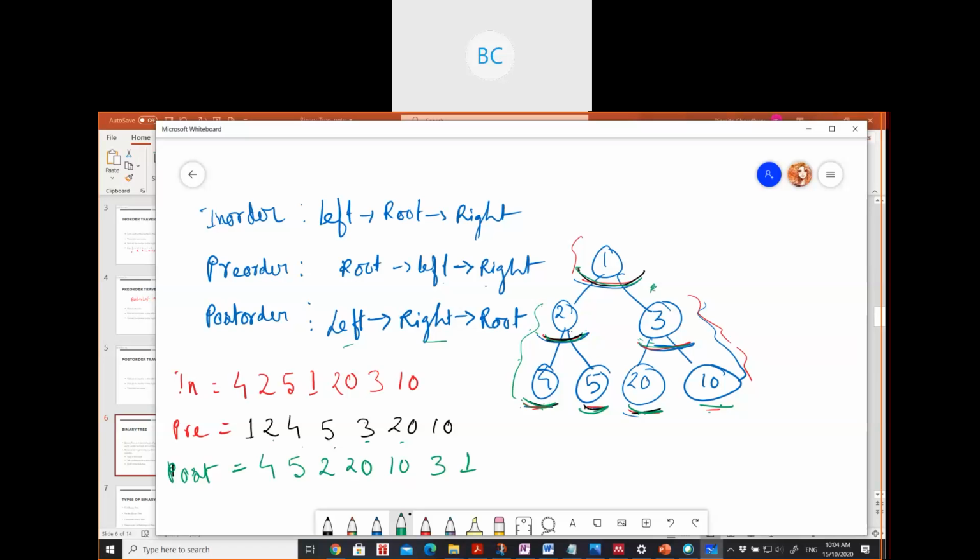Now at this point we have read both left and right. Now the root is remaining. So in the end we will read the root. Is it clear?